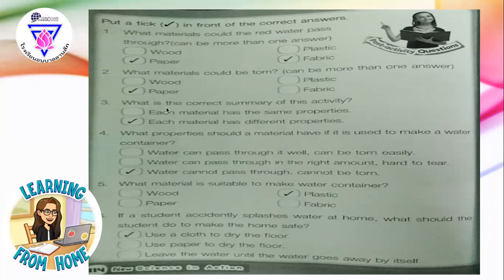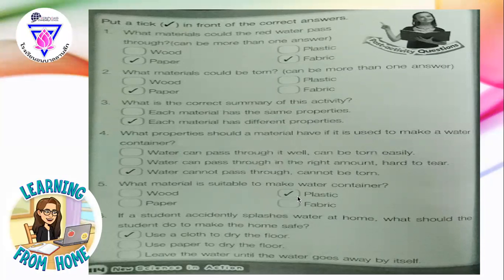Number 3, what is the correct summary of this activity? You have there, each material has different properties. Number 4, what properties should the material have if it is used to make a water container? You have there number 1, water can pass through it well, can be torn easily. Number 2, water can pass through in the right amount, hard to tear. And then 3, water cannot pass through, cannot be torn. So your answer here is number 3. Then let's go to number 5.